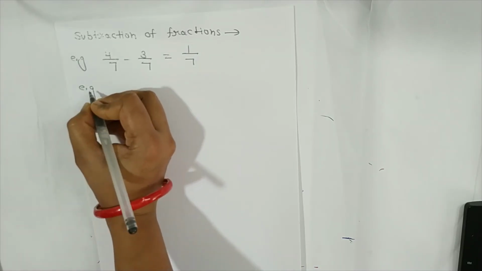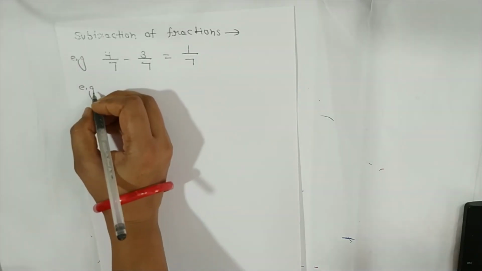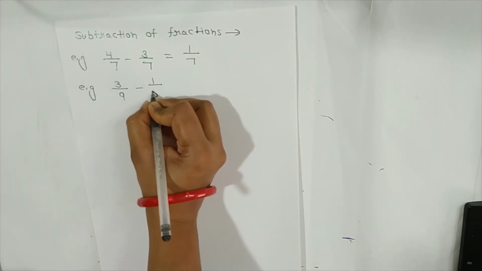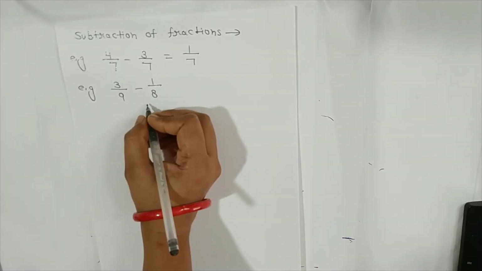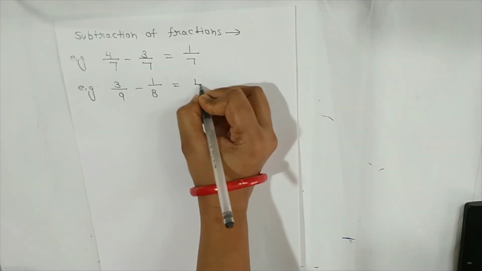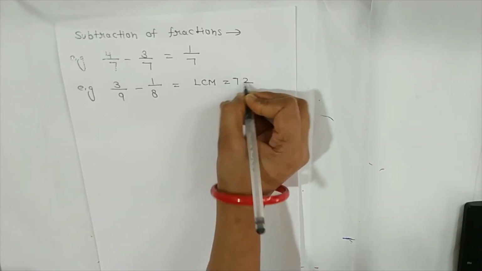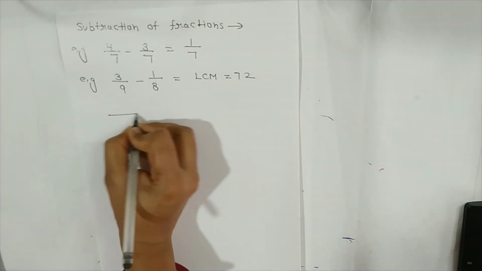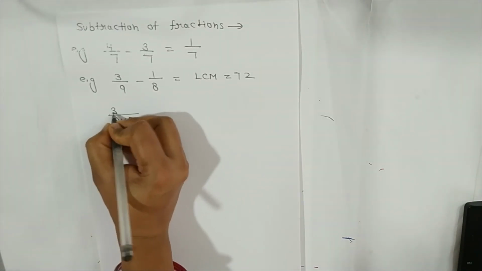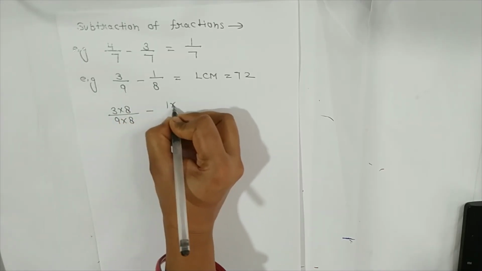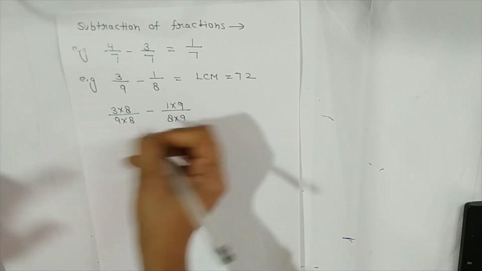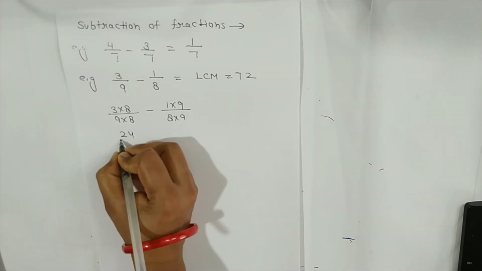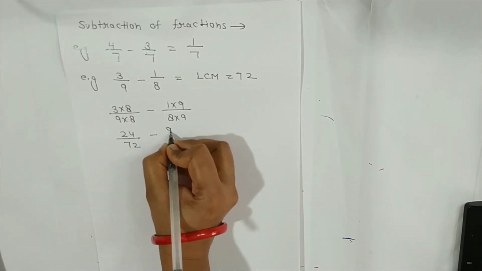Now when denominators are different, it will be 3 upon 9 minus 1 upon 8. First we have to take the LCM. The LCM is 72. Then we have to make the denominator equal to the LCM. So we write 9 into 8, 3 into 8 minus 1 into 9, 8 into 9. So it becomes 24 upon 72 minus 9 upon 72.